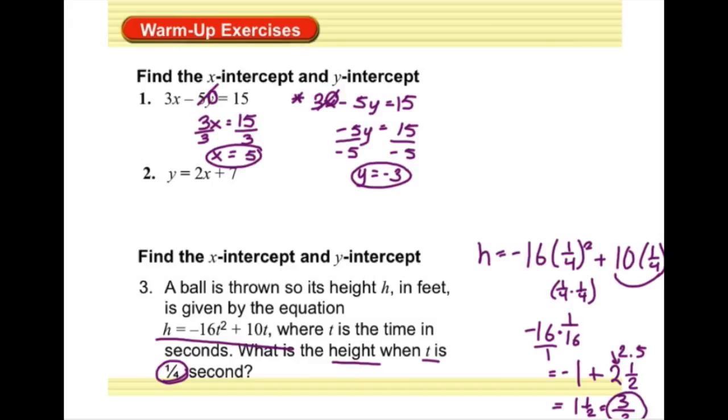By the way, if you went and you did problem number 2 for yourself, I got a y-intercept of 7 and an x-intercept of -3.5. So you might want to check your answers if you didn't get the same work as I did.